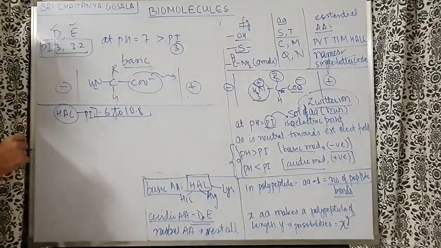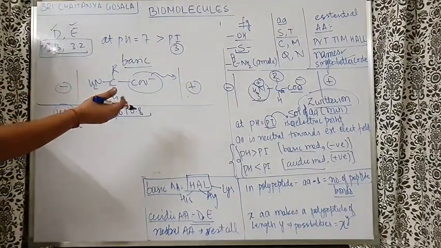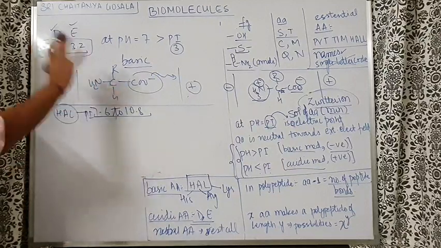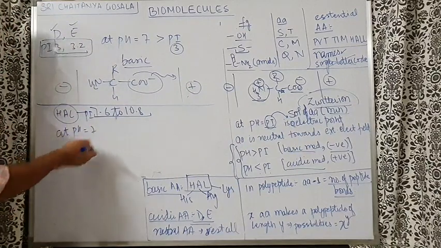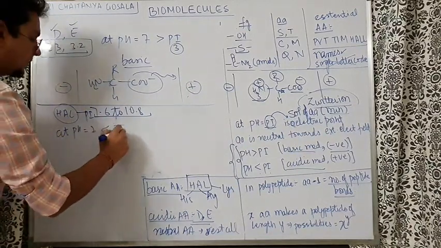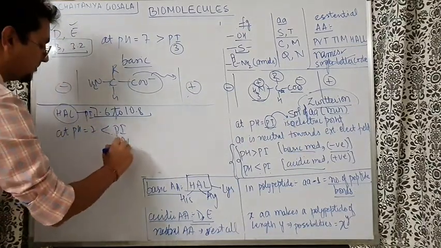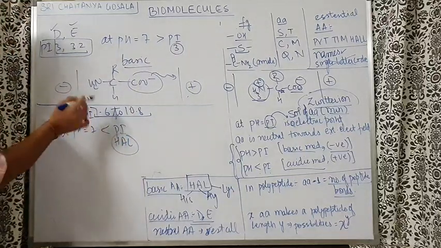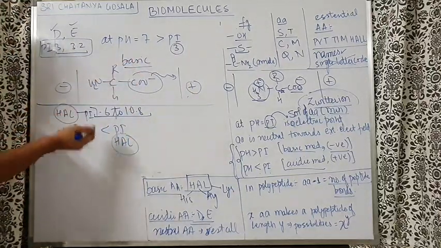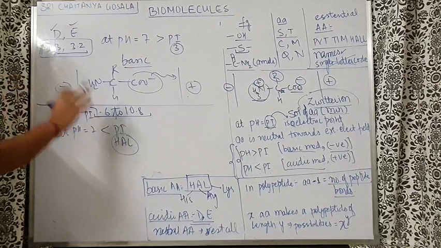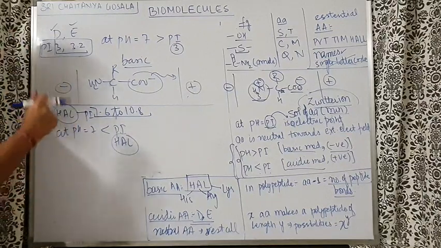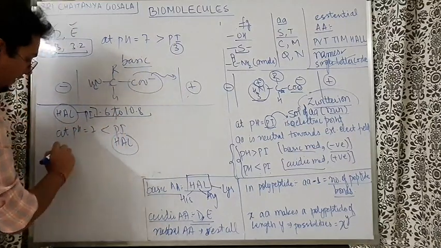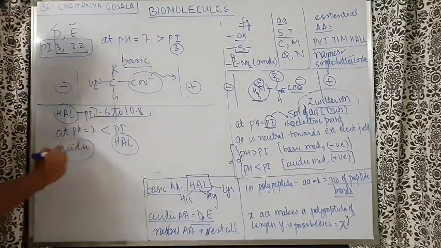pH 7.6 to 10.8 means the pI value is more than 7. So what will happen at pH 7? Sir, at pH 7 it is less than pI. For whom? For HLR. Why? For HLR the pI is more than 7.6, so 7 is less. If pH is less than pI, what happens? At pH 7 this will behave as an acidic medium.